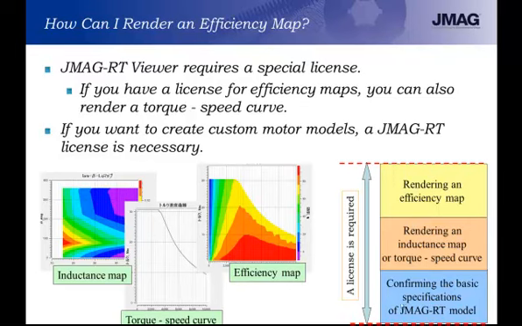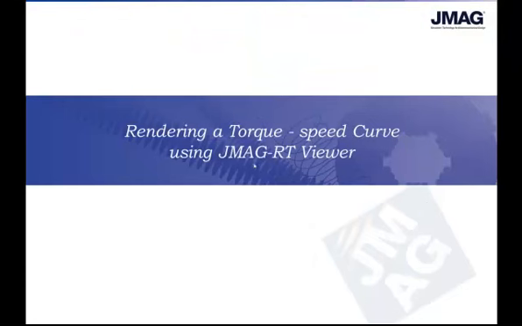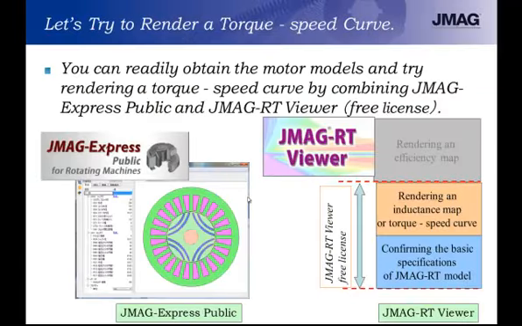But in this case, or for this basic level, this is a free license, and this is a license that is requested. This is the only license that is going to require a purchase. So now if we actually look at rendering a torque speed curve using JMAG-RT Viewer, we can see that we can do that pretty quickly.